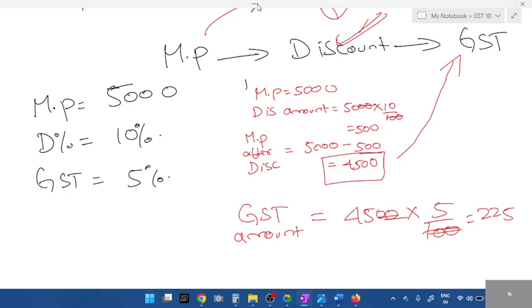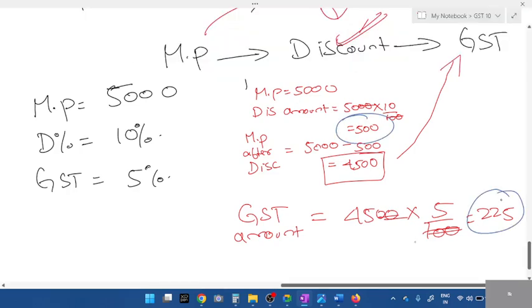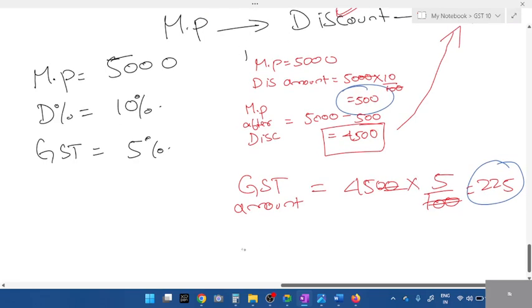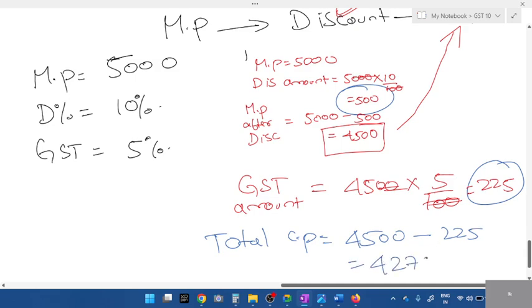225. What is the discount amount, student? Discount is how much? 500. GST is 225. What do you have to pay? What's the total cost price you have to pay now? Do you need to add or subtract? Subtract it. 4500 minus 225. That is 4275.